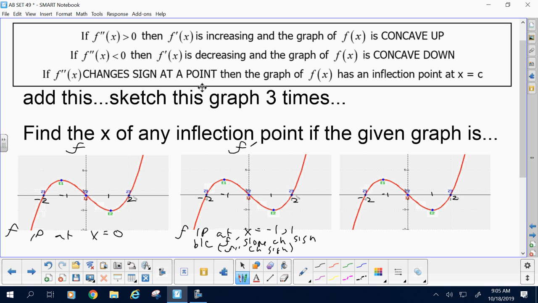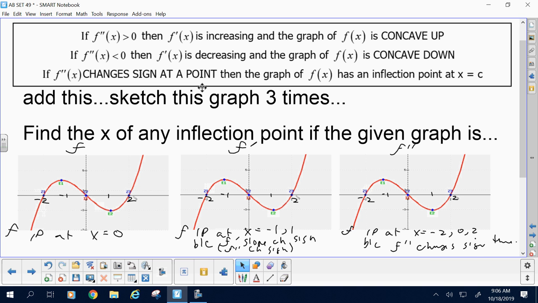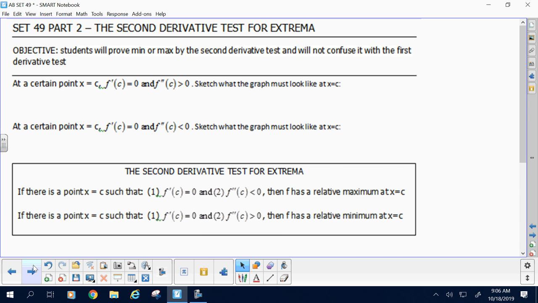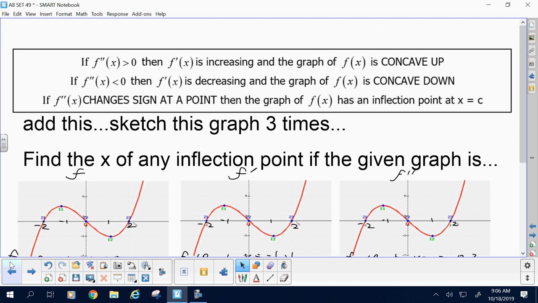Okay? Last but not least, now I'm saying that's the graph of f double prime. Where does f have an inflection point? Negative 2 and 2, because f double prime changes sign. Okay, you follow? Okay. I don't know why I failed to get some of those on there. All right, that's good. Let's move on.